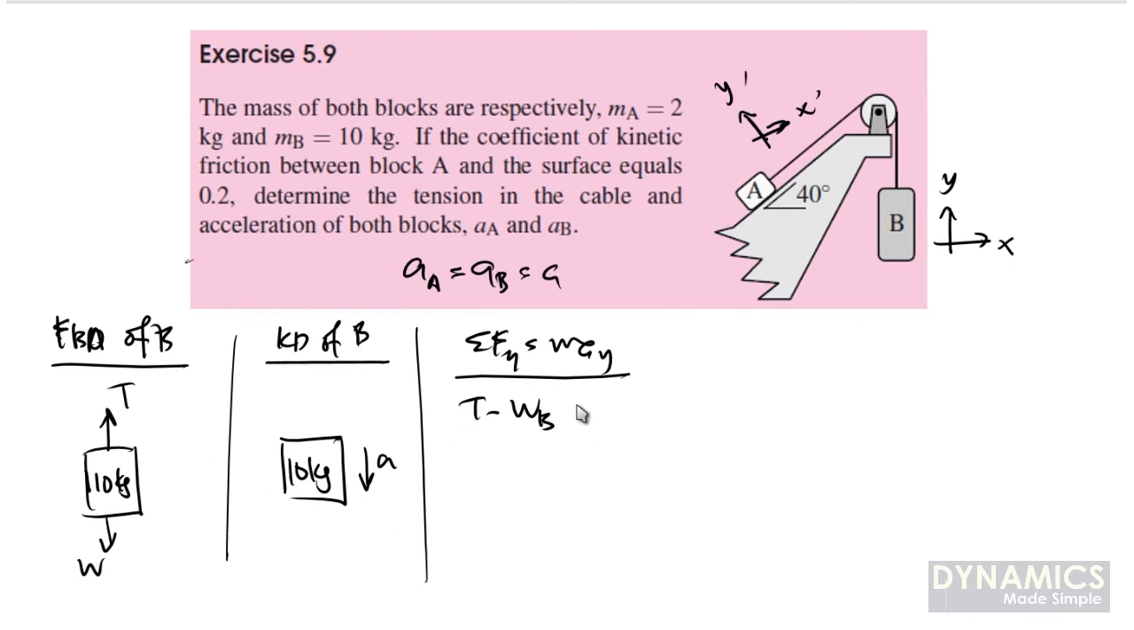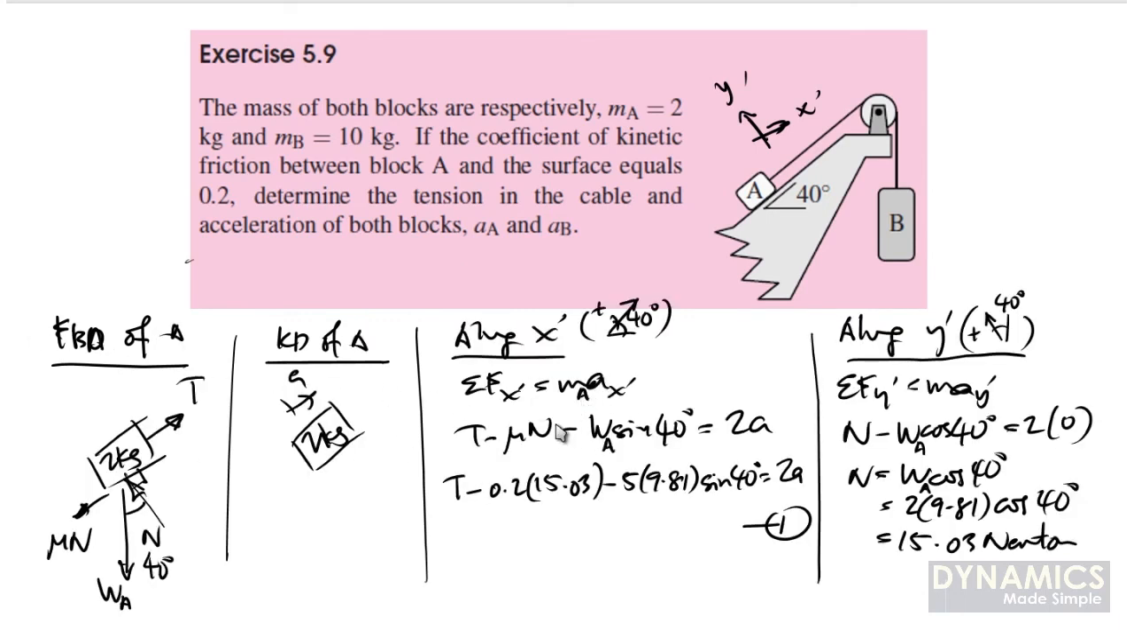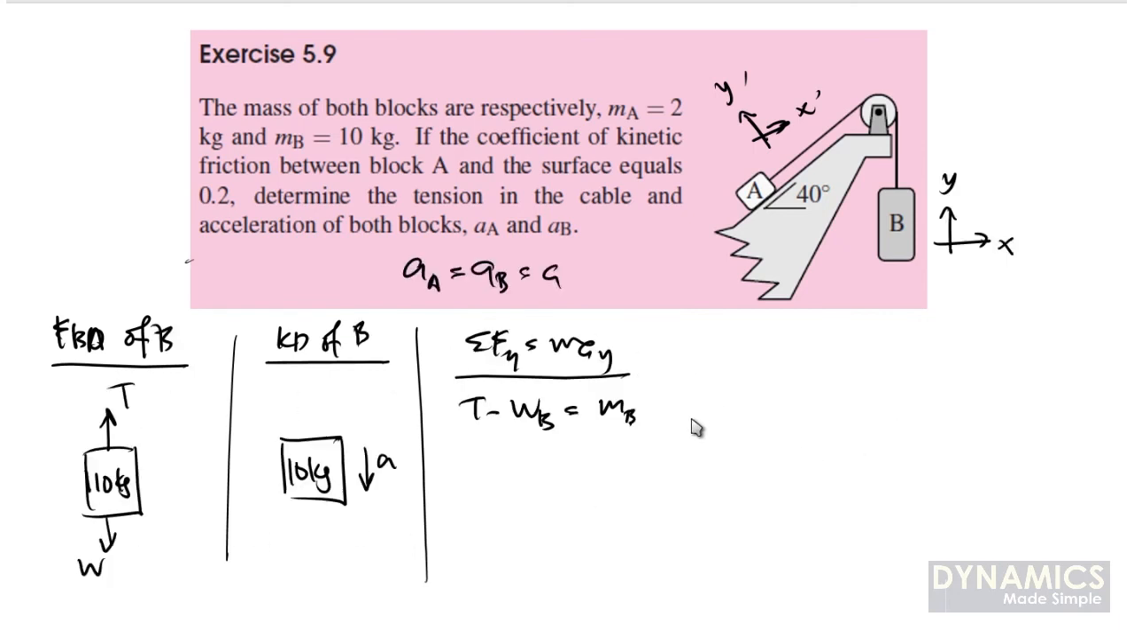Okay, T minus weight equals M for B. Previously it's not just any M, this is M for A. For A times A. Alright.